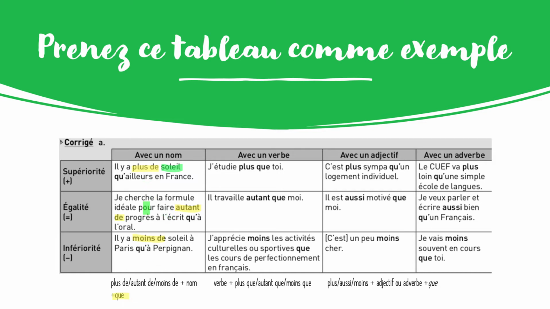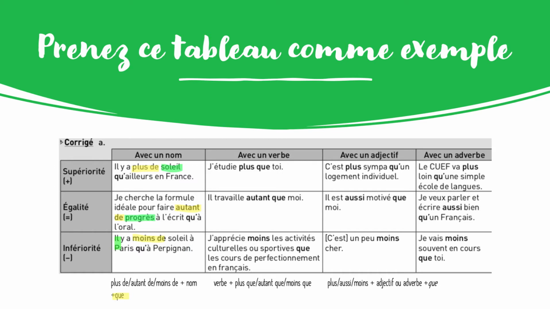Let's try it for the second one. Je cherche la formule idéale pour faire autant de progrès à l'écrit qu'à l'oral. So the first thing that you want to ask yourself is, what are you comparing? Take a moment and reflect on that. I will say that you're comparing the progress that you're making, right? So that's why you're going to have the comparison word followed by de, followed by the word that you're comparing, and then followed by que.